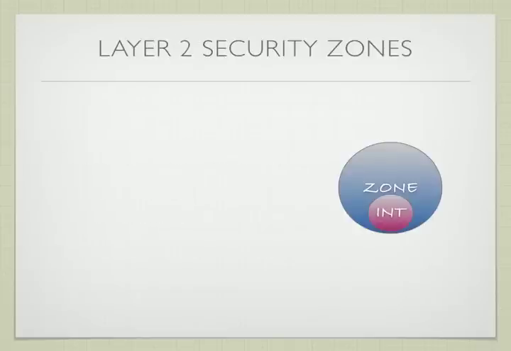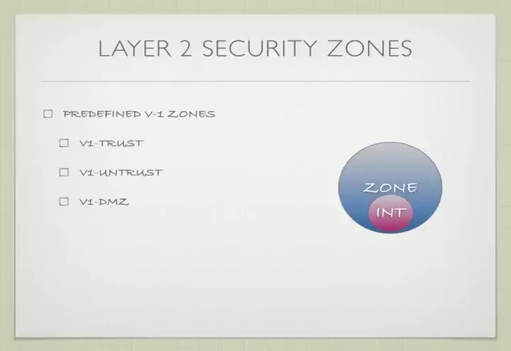Okay, so in layer 2 you still have security zones, and interfaces still belong to their security zone. So the hierarchical nature of ScreenOS is still at play. The interface is assigned to the zone in layer 2 mode or transparent mode.